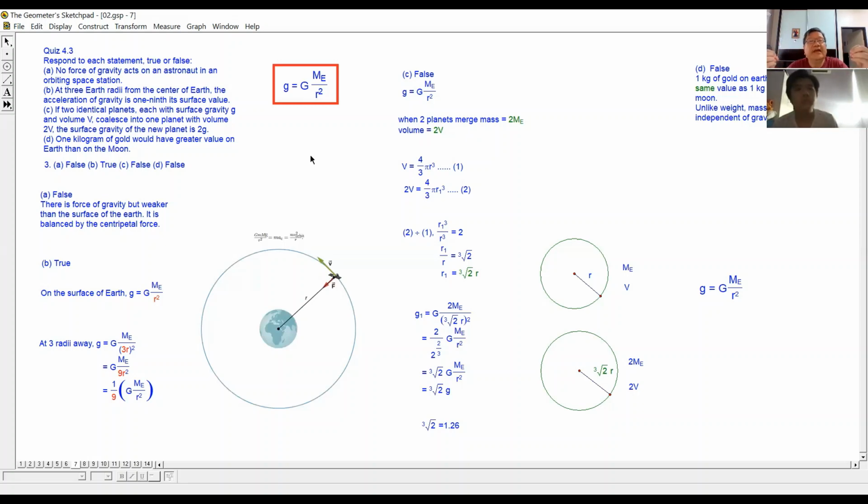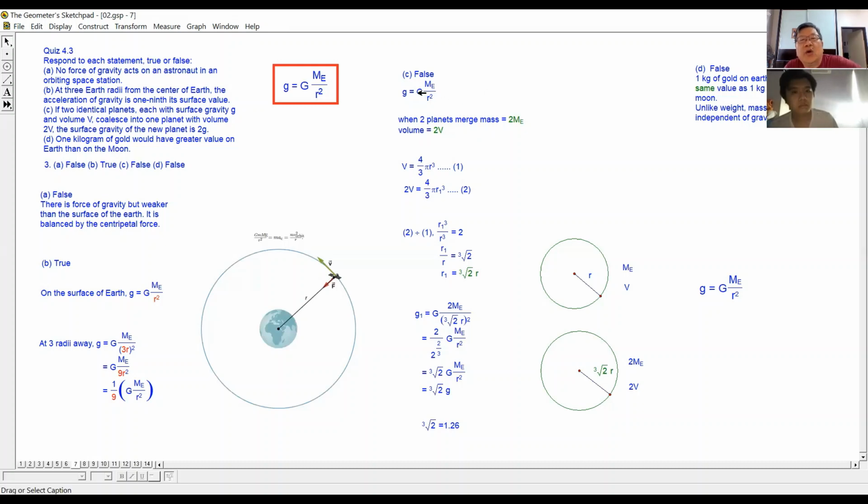So we have two planets, and these two planets collide with one another and merge into a bigger planet. So they ask you, if these two identical planets merge into one, can I say that the gravitational attraction of this bigger planet is twice that of the original individual planet? Is it true? I'm going to show you mathematically that it is not true, and why it is not true.